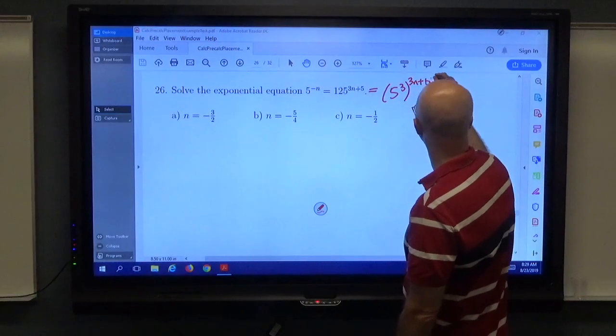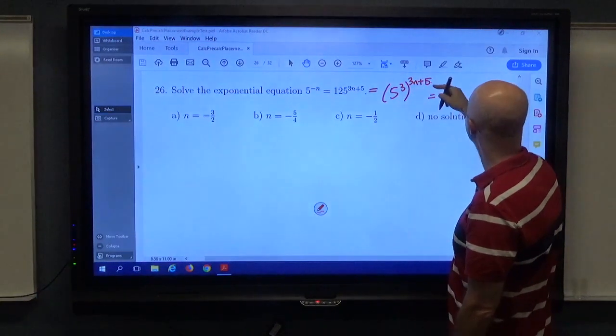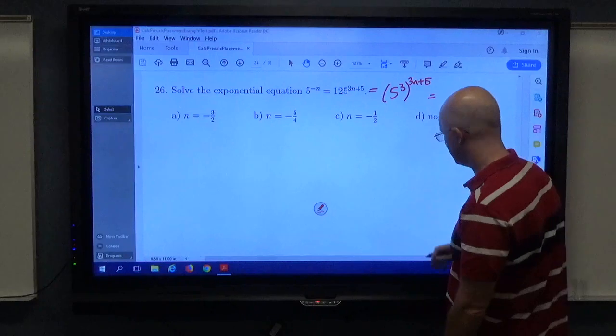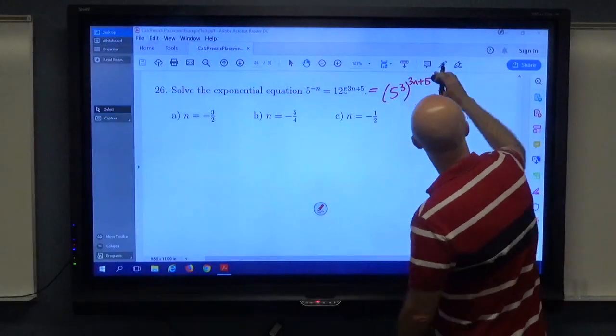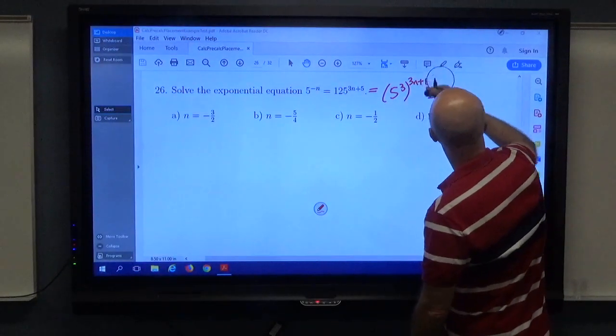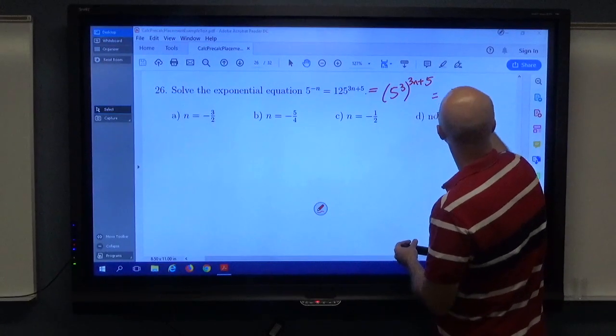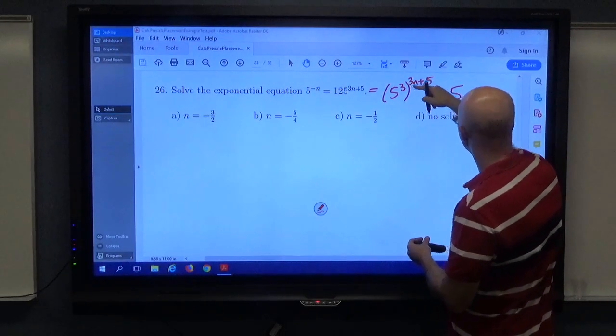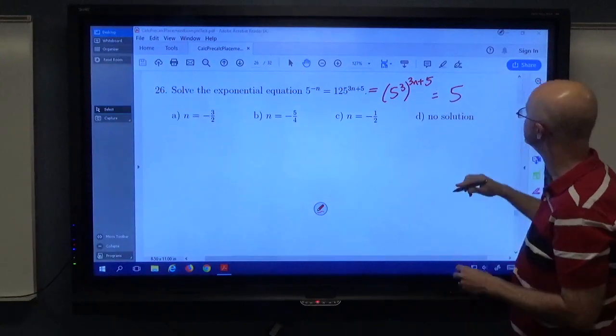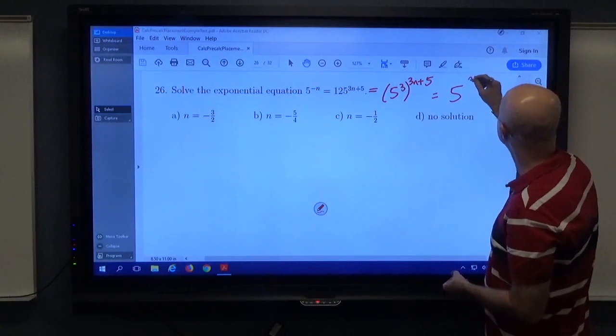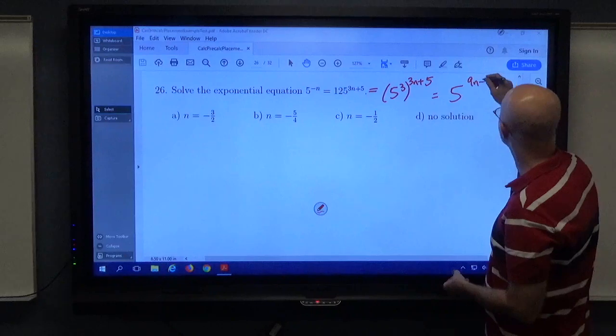And then I can multiply these exponents. This is a 5 here, by the way. Sorry, I got goofed up there. Multiply those exponents. I get 5 to the 3 times this entire thing. Imagine parentheses in your head. 9n plus 15.